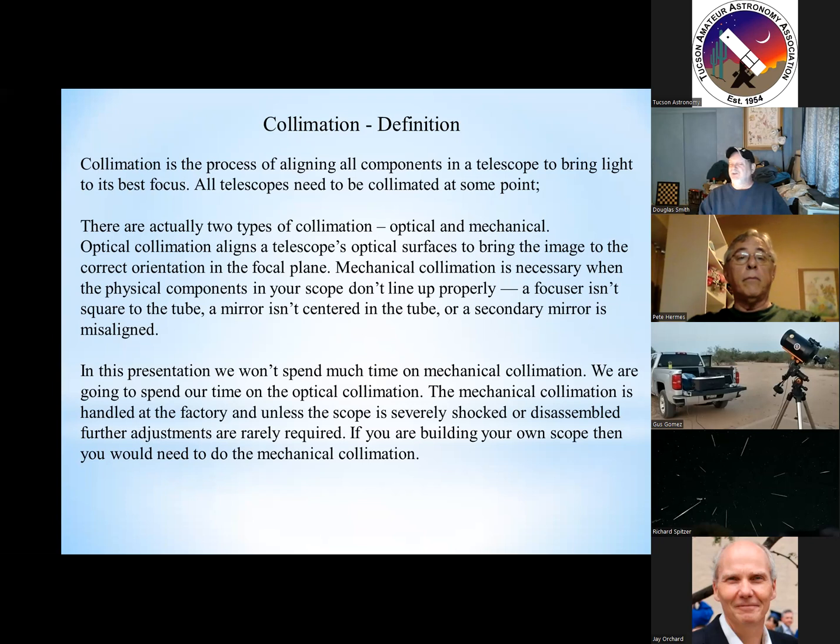They usually make sure that the mirror is centered in the tube, and that the focuser is square to the tube, and that the secondary mirror is lined up and tilted at the right 45-degree or 90-degree angle, whatever is required. And unless you bang the scope around a lot, you probably don't have to adjust the mechanical collimation ever. It's very rare that you have to mess with those elements. I think in all the years that I've owned telescopes, I've only had to do a mechanical collimation once. And that was because I literally dropped the telescope on the ground.